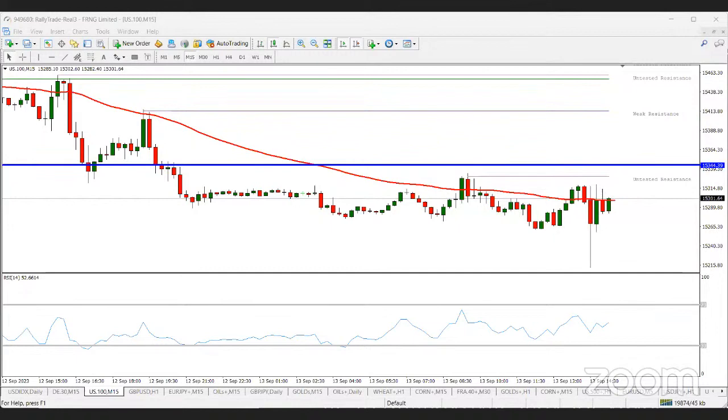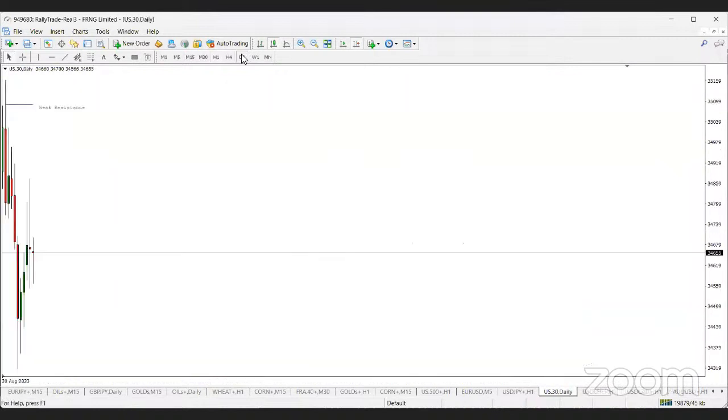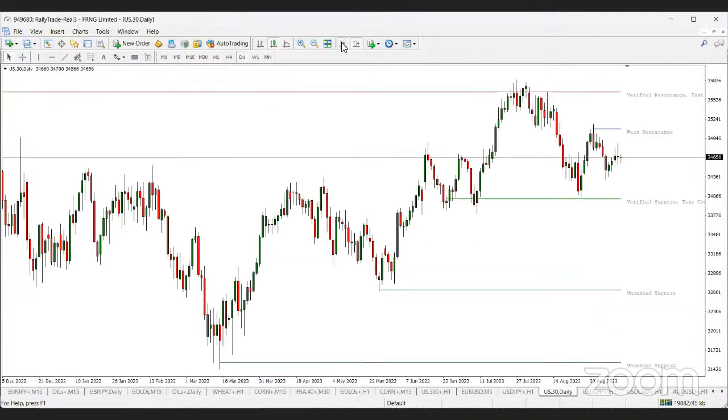We've looked at US 100. Let's look at US 30. Okay, so this is US 30. US 30 has given us a low here. I'm looking at it on the daily time frame. It gave us this high, and gave us this point.